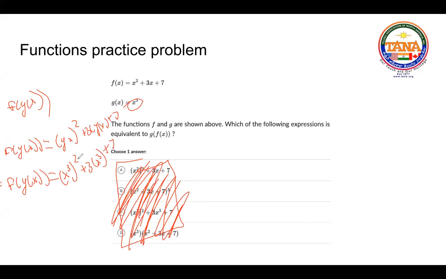Remember, when you raise an exponent to an exponent, you do 3 times 2 because you're raising it to an exponent. If you were doing x to the third times x to the second, then you would add them up to 5, because when you're multiplying, you add the exponents. When you're doing an exponent of an exponent, you're multiplying. So you have x to the 6th plus 3x cubed plus 7. Do the people who answered x to the 5th plus 3x squared, 3x cubed plus 7 get why it's not that?